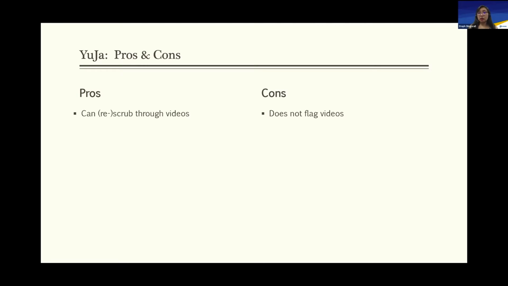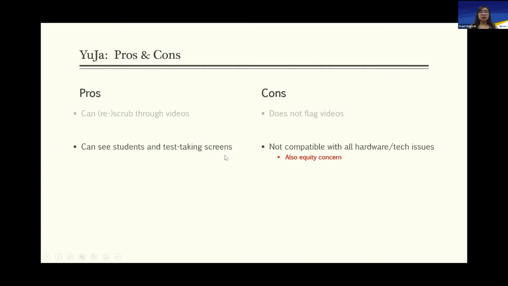So, pros and cons about UJA. Because UJA not only captures the student's face, but also what's on their screen, and that's a recorded video, you can actually scrub through based upon either your iLearn or Canvas logs if you have a question. The problem is, in that case, it doesn't flag the video. Pros, again, you can see the students, you can see the test-taking screens. The con is it's not compatible with all hardware. For example, UJA doesn't work on Chromebooks.